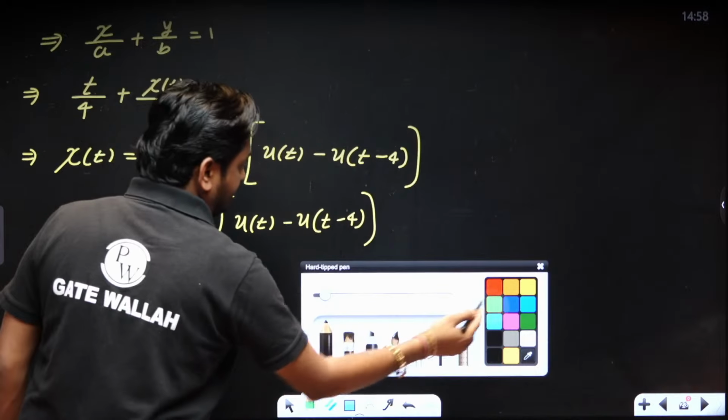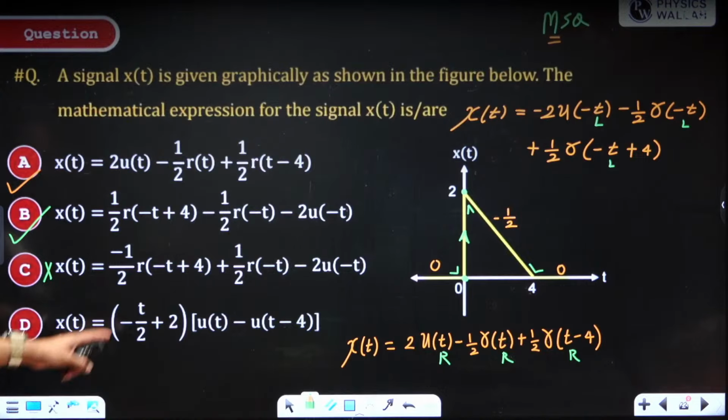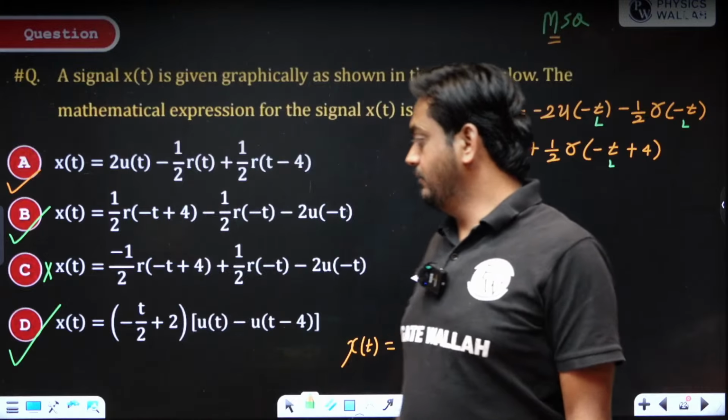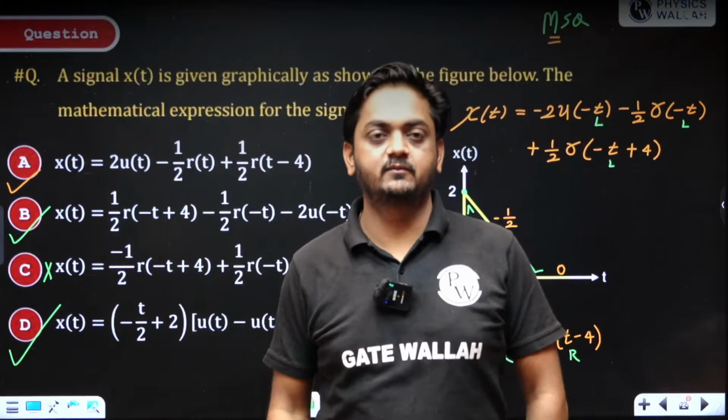Now check the last option: minus t by 2 plus 2. Yes, option D is also true. So here options A, B and D are all correct.